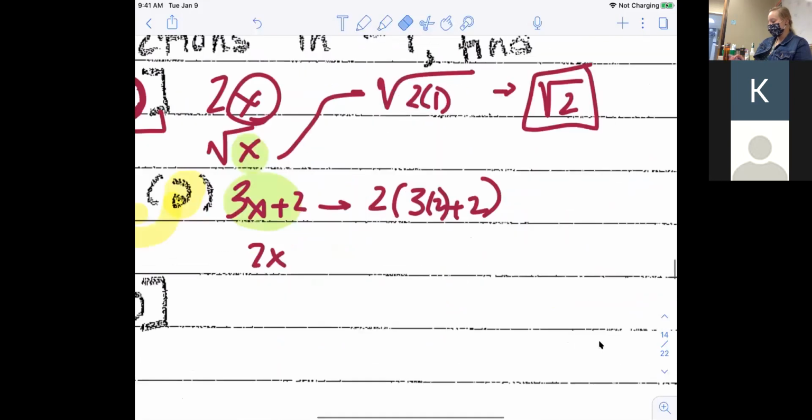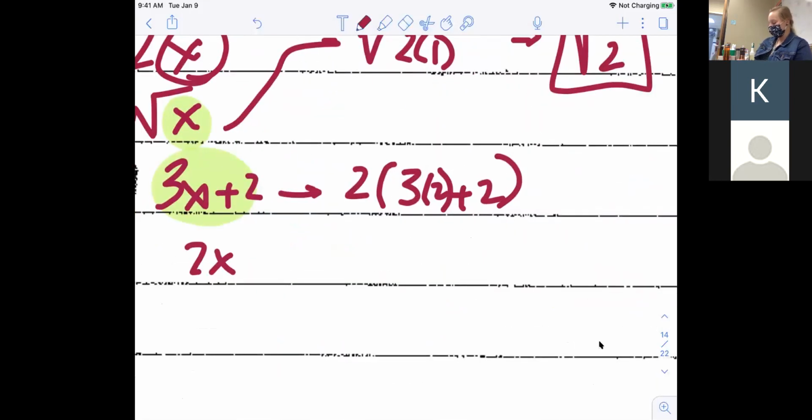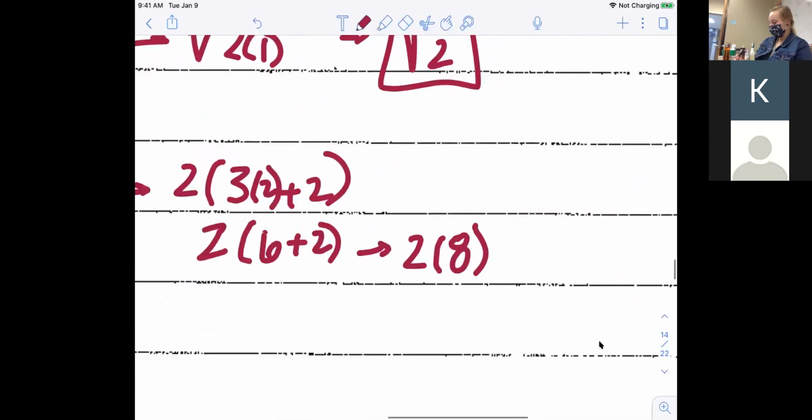So let's simplify this. I have to do my inside. 3 times 2 is going to be 6. 6 plus 2 is 8. 2 times 8 is 16.